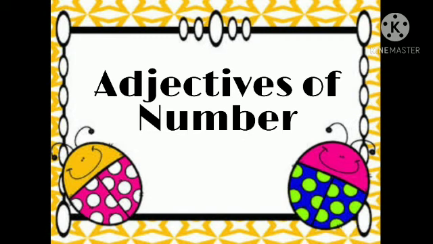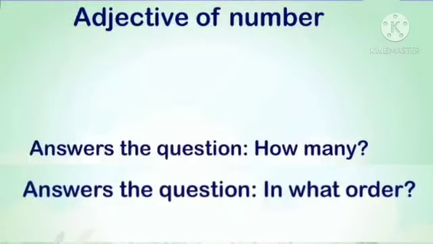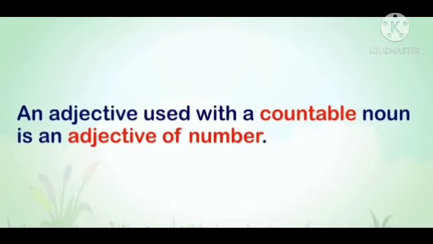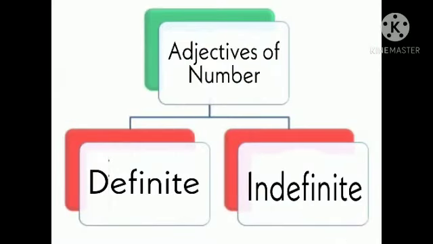Third, adjectives of number or numeral adjectives. These adjectives give information about the numbers or order of persons or things. It answers the question how many or in what order. It is generally used to describe countable nouns. It is subdivided into two main classes, definite and indefinite.